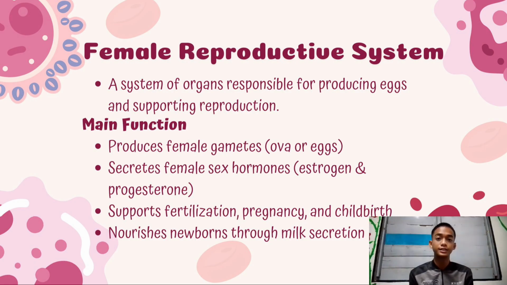Their main functions: this produces female gametes, which are the ova or egg cells, and they secrete female sex hormones, which are estrogen and progesterone. This also supports fertilization, pregnancy, and childbirth. Lastly, they nourish newborns through milk secretion.